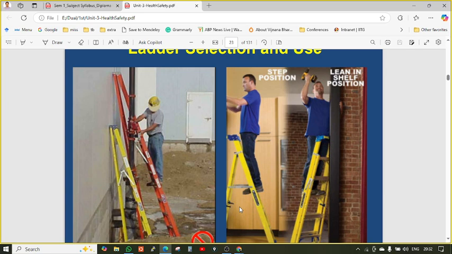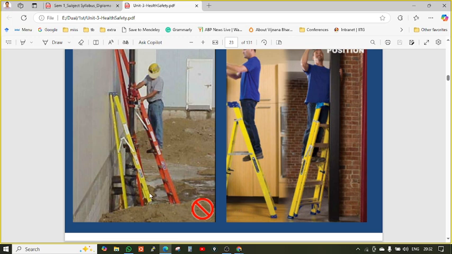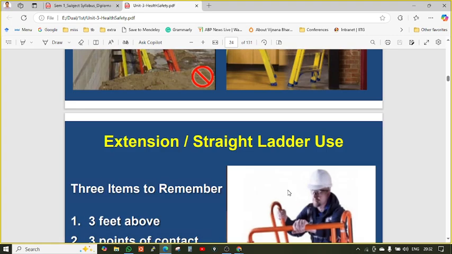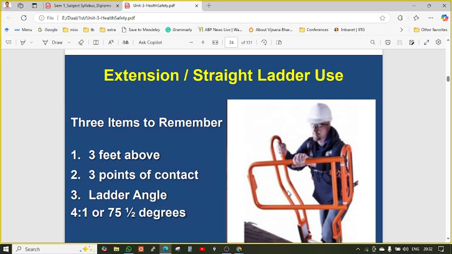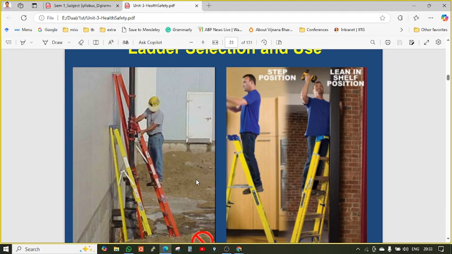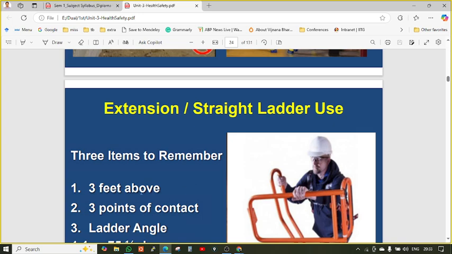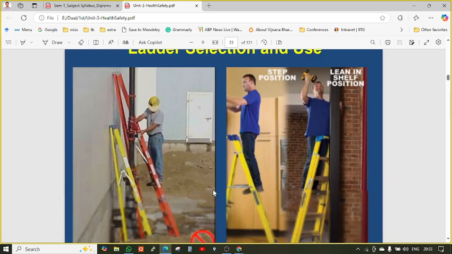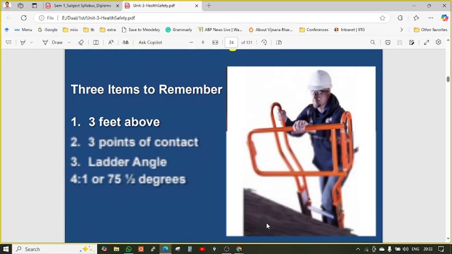Then see in this figure, the ladder is most in use. See the left side and right side figures. In the left figure, the ladder is not properly used, and it should not be used like this because it may fall down. In the right figure, there is proper alignment of the ladder, which is necessary when you are working. An extension straight ladder may be used. Three things to remember: 3 feet above, 3-point contact, and a ladder angle of 75 degrees. Three-point contact, 3 feet above, and proper inclination of the ladder should be there in order to work properly.